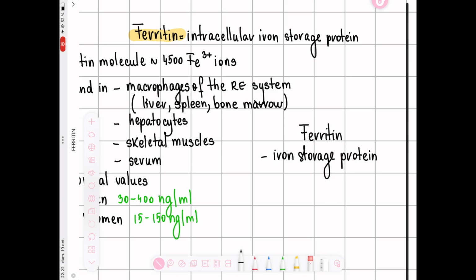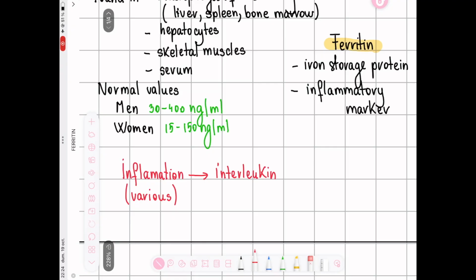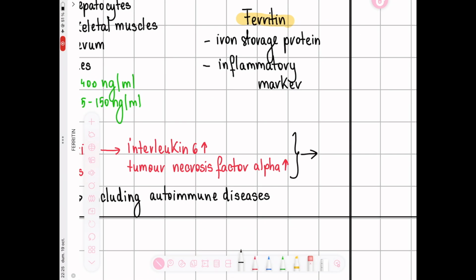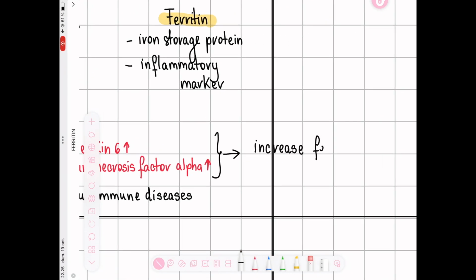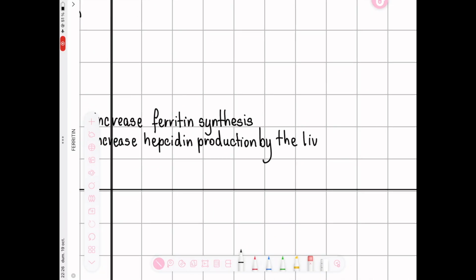Ferritin is not only an iron storage protein, but is also an inflammatory marker. Inflammation from various reasons causes an increase in inflammatory cytokines such as interleukin 6 and tumor necrosis factor alpha. Inflammation can be caused by infections, malignancies, or autoimmune diseases. These inflammatory cytokines increase ferritin synthesis and also increase hepcidin production by the liver, which in turn also increases ferritin synthesis and decreases intestinal iron absorption.